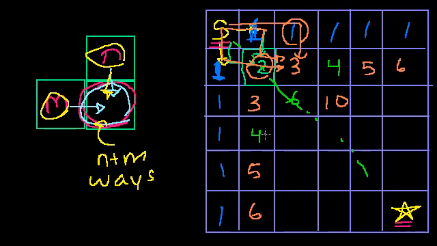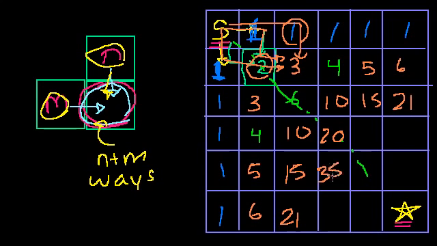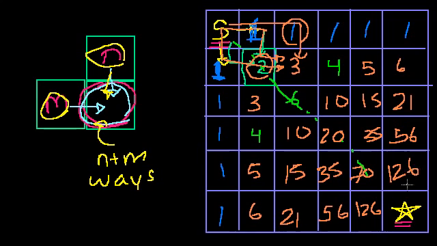6 plus 4 is 10. 10 plus 5 is 15. 15 plus 6 is 21. 10 plus 10 is 20. 10 plus 5 is 15. 21. See, this is 35. 35. 70. 35 plus 21 is 56. 56 plus 70 is 126. And then 126 plus 126 is 252.